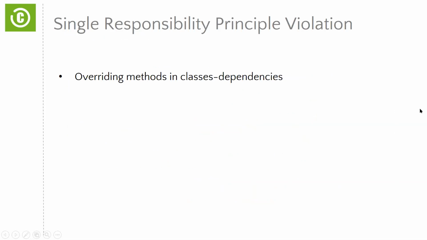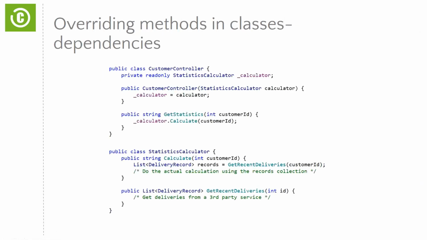It is often the case that the system under test requires some external dependencies, and that dependency cannot be easily resolved because it refers to the external world. Here you can see the customer controller class requires an instance of the statistics calculator class, which can then be used to get the statistics information. However, in order to calculate the statistics, it depends on a third-party service to get the recent deliveries. So if we want to test this, because it depends on the third-party service, it's not easily tested.